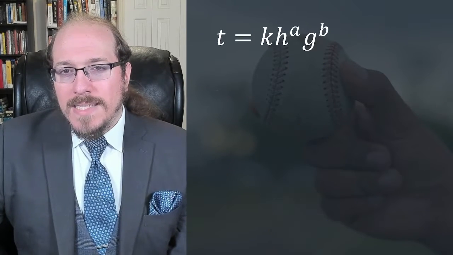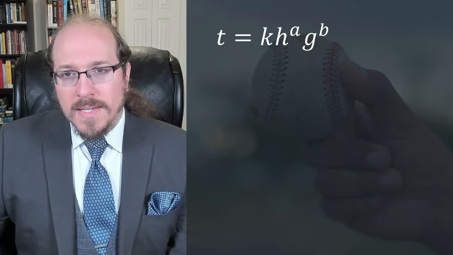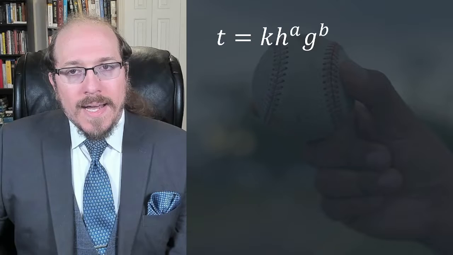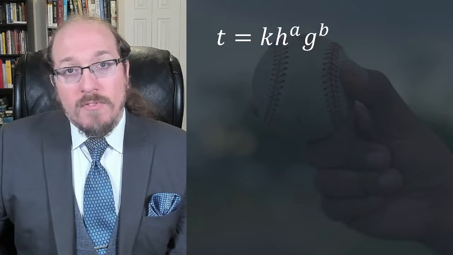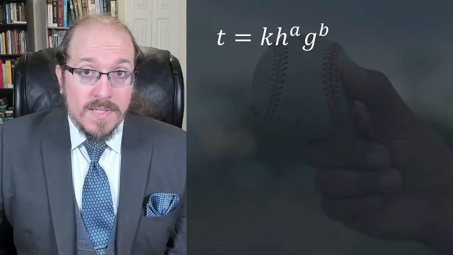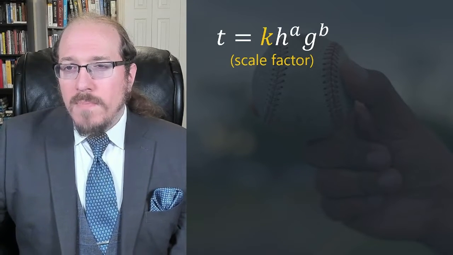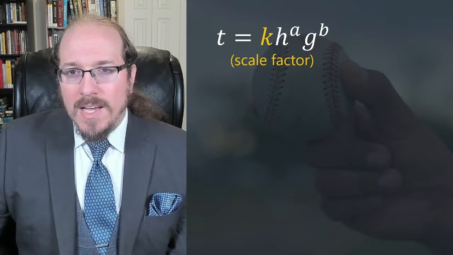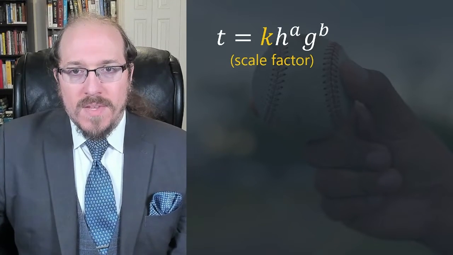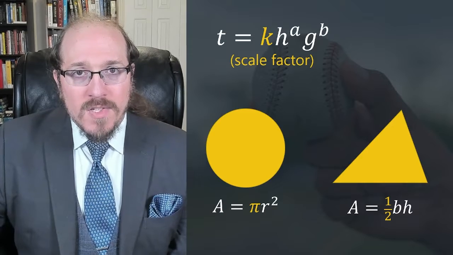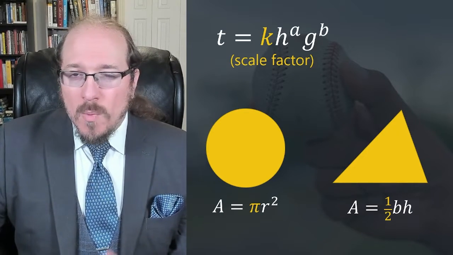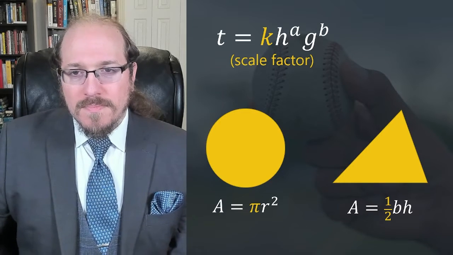Next, let's write time as a generalized product of all the other variables. We have an unknown power of height times an unknown power of gravitational acceleration. We'll figure out those exponents in just a moment. We also might have a scale factor k, which is just a raw number that doesn't really factor into the dimension. Think like the pi in pi r squared, or the 1/2 in 1/2 base times height. We'll discuss how to get that part later.